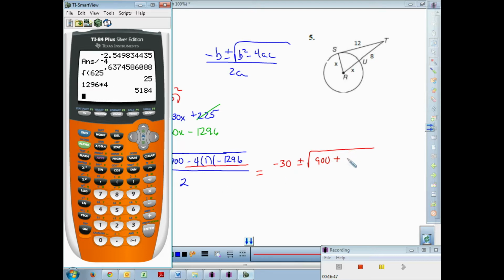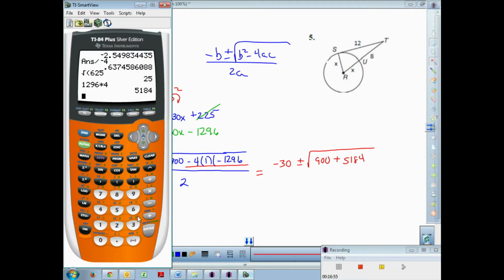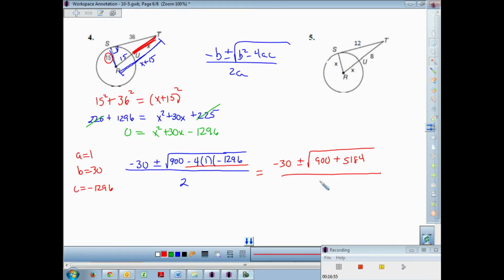is 5,184. Let me double check that. I'm going to add that to 900 right away while I got my calculator open and get 6,084. So that was really over 2. And this equals negative 30 plus or minus the square root of 6,084. If I could write it correctly. Over 2. And now I'll punch that in.